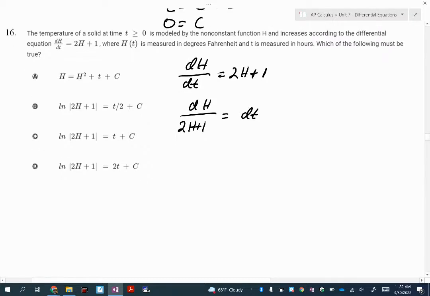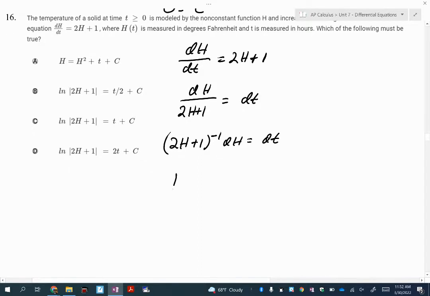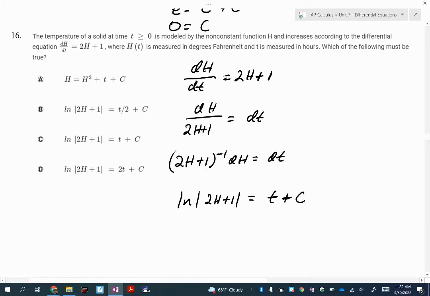And like I said before, if you rewrite this as 2h plus 1 to the negative first power times dh, you'll see, very similar to what we did in 15, that it's the natural log of the absolute value of 2h plus 1. And then if we do the integral of dt, we get just t plus our constant. So actually, this is as far as you need to go in this answer choice. They're not making you go any further. So in this case, we're going to pick answer choice C.